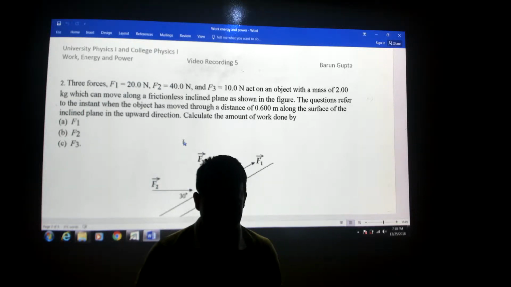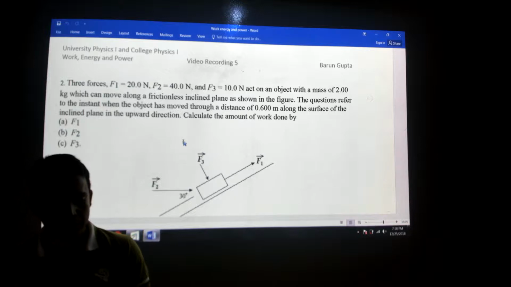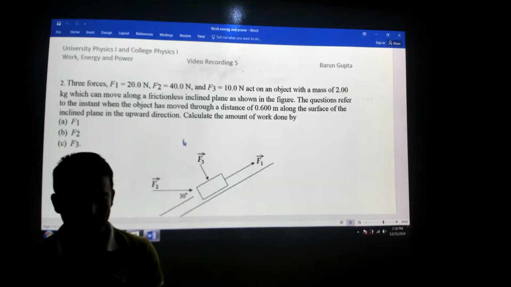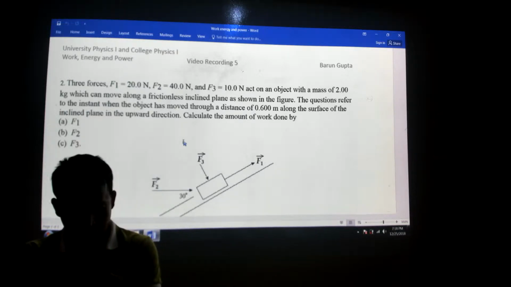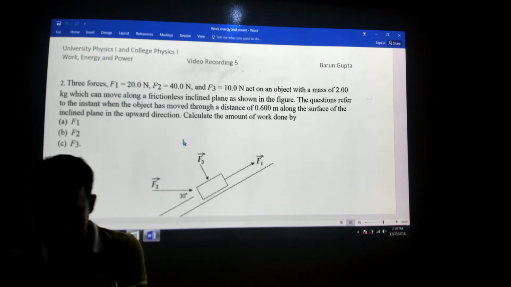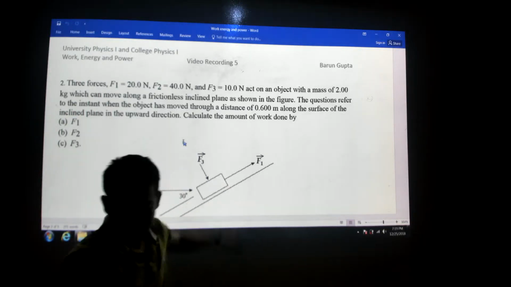This problem asks you to find out the amount of work done on an object in moving it. So you're given an object, the forces, and the distance, and you need to find out how much work is done. In this case you have to find the work done by the three forces F1, F2 and F3. Let's start with F1 here.